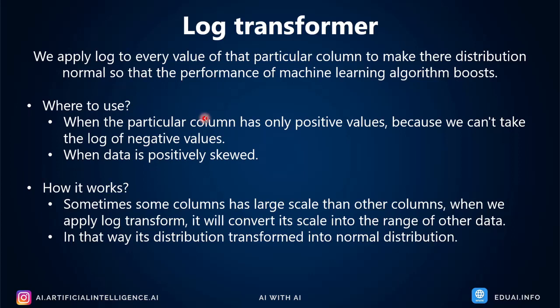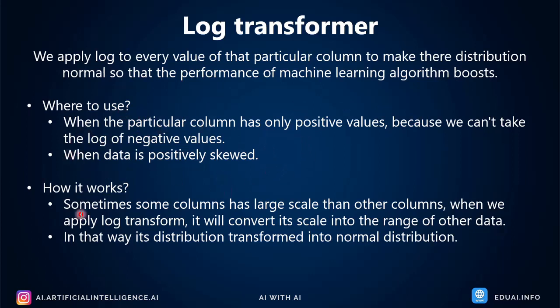What is this log transform? We apply log to every value of that particular column to make their distribution normal. So basically we are applying just a log to every value so that they become normal, and eventually this will give us better performance of the machine learning algorithm. Where to use? When a particular column has only positive values, because we know that log cannot take negative values. So it is used only for positive values, when data is positively skewed.